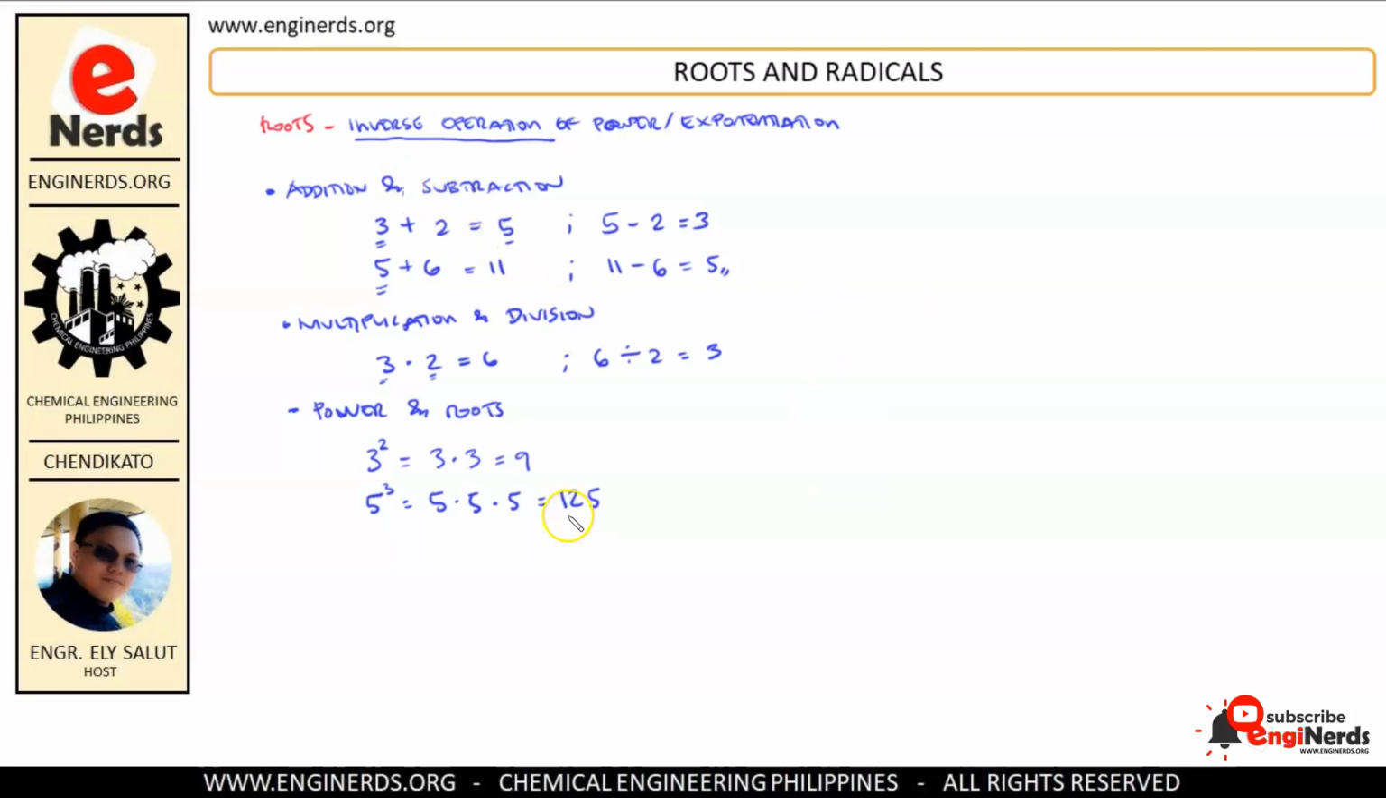So, we have this number right here, and it should go back to the original number, which is 5. So, that means, anong number ang dapat na i-multiply mo 3 times in order to come back to the original given natin, no? At dito na pumapasok yung roots na tinatawag natin. So, in here, sa ating first example, ang question na pwedeng gawin dito is, what is the square root of 9?